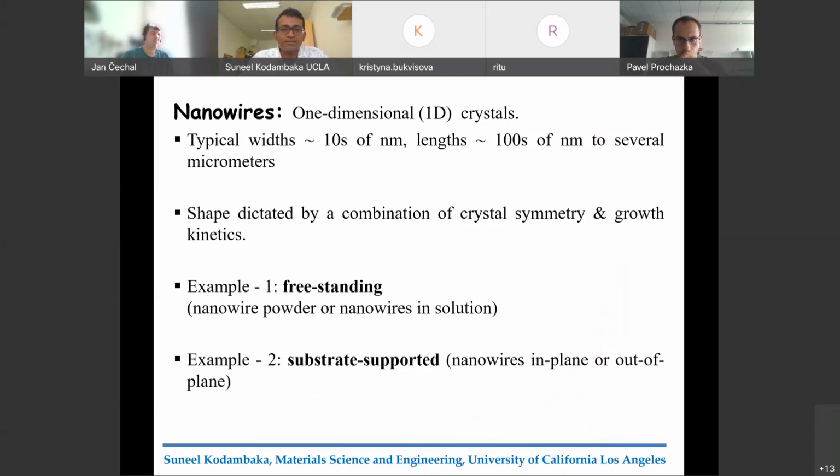And there are a couple of aspects. So there are what I call freestanding nanowires and substrate supported nanowires. And so the nanowires have been produced in the powder form or in solution form. And after being produced in solution, they're dried and you obtain these freestanding structures. And you also can have substrate supported nanowires, which can be in plane or out of plane.